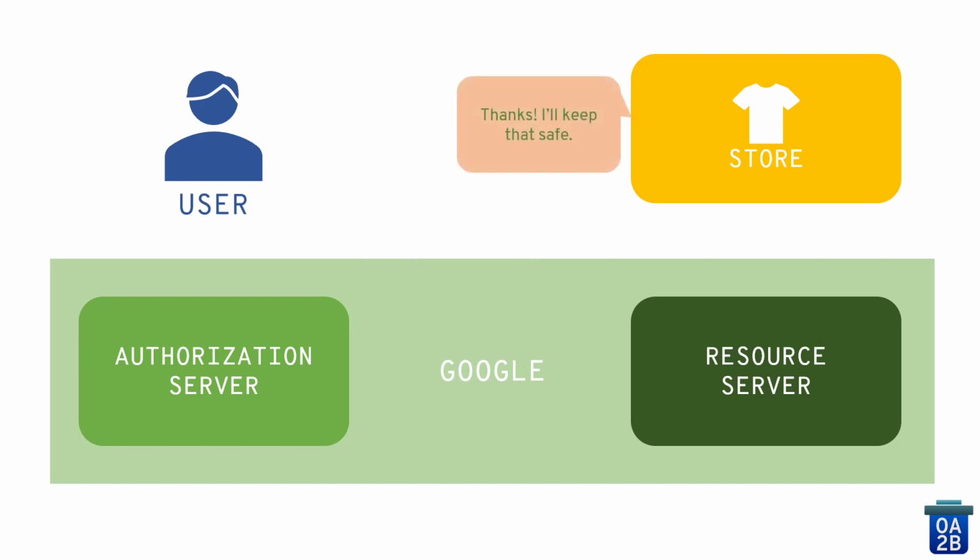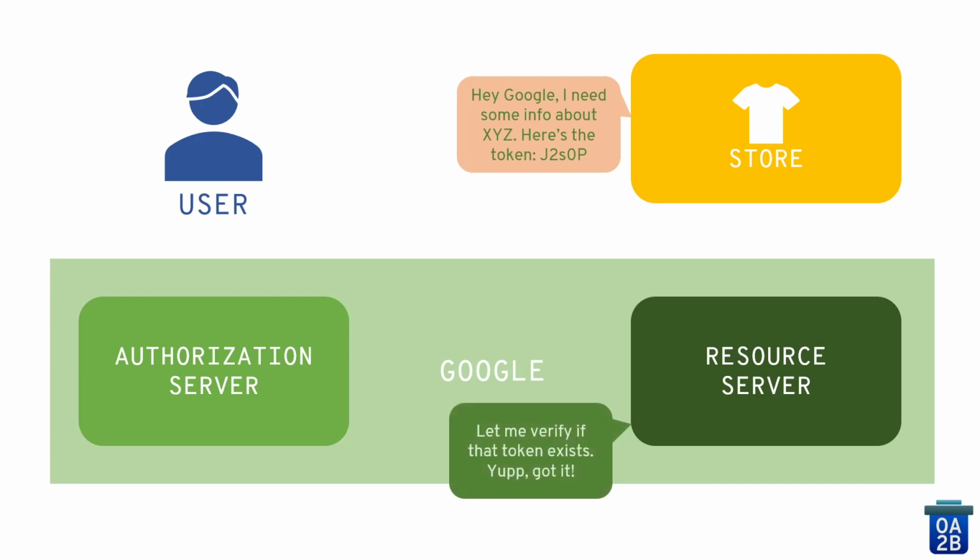So the t-shirt store will of course keep that token safe, and now it will be like, hey Google, I need some information about XYZ. Here's the token that you had given me before. Now the t-shirt store will try to access whatever information it wanted about you from Google's resource server. So now it will send a request to the resource server. This could be a RESTful request, a REST API call, and it will attach this little token to each and every one of those requests, and Google will verify if the token exists.